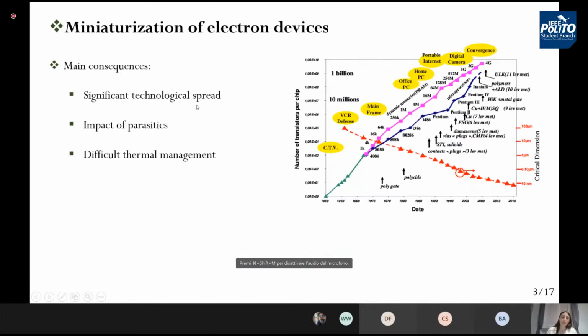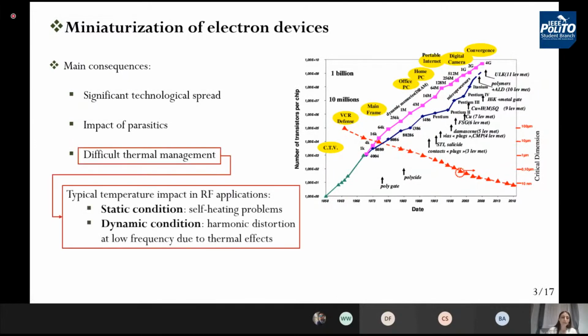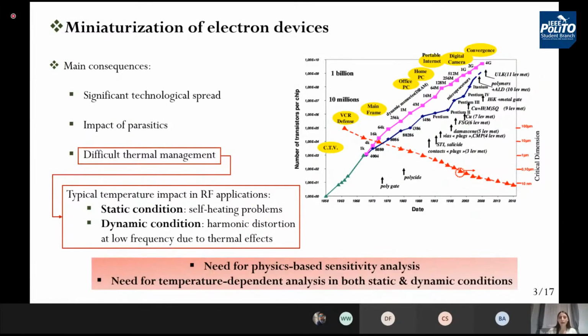The miniaturization of electron devices leads to a significant technological spread, the impact of parasitics, and a difficult thermal management. This can give some self-heating problems in static conditions or harmonic distortion in the dynamic case. In this perspective, there is the need to develop a temperature-dependent physics-based sensitivity analysis in both static and dynamic conditions.